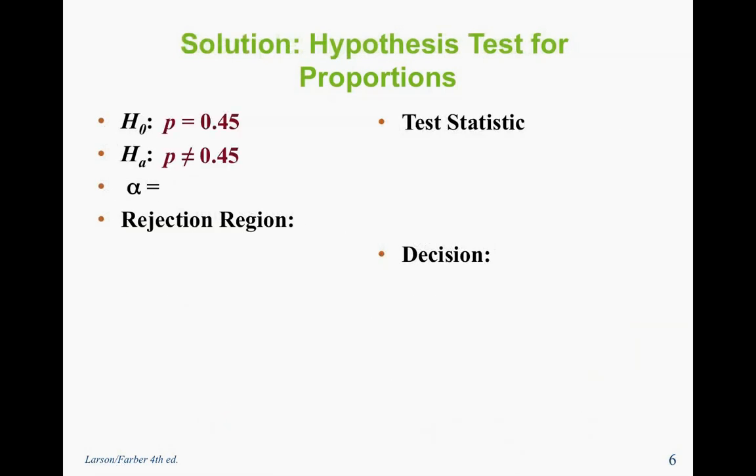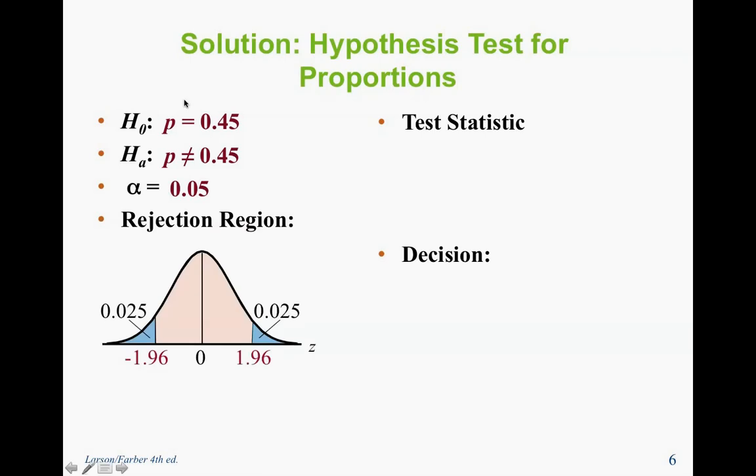So H naught and H alpha, we say either there is 45% or there is not 45%. So our claim is that you disagree that it's 45%. So therefore it's not equal to. Since it's not equal to, we also know that it is a two-tailed test. Next, we need to find our alpha, which in our problem said it was 0.05. Then we draw our rejection region. Since we know it's two-tailed, we know it's going to look like this.